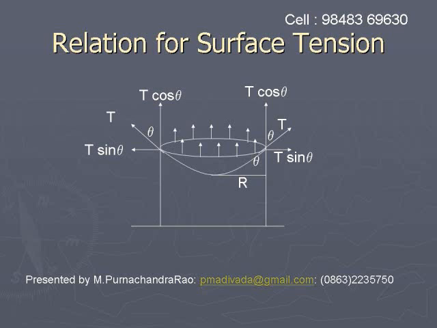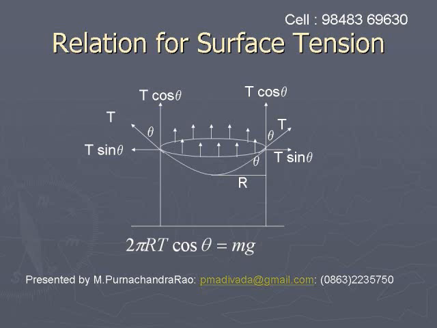This force is present along the surface of the liquid in all directions. It is tangential to this curved surface. Then at each and every point, it is resolved into two components, horizontal component and vertical component. The vertical arrows represent vertical components. The horizontal components at the sides represent the horizontal components.